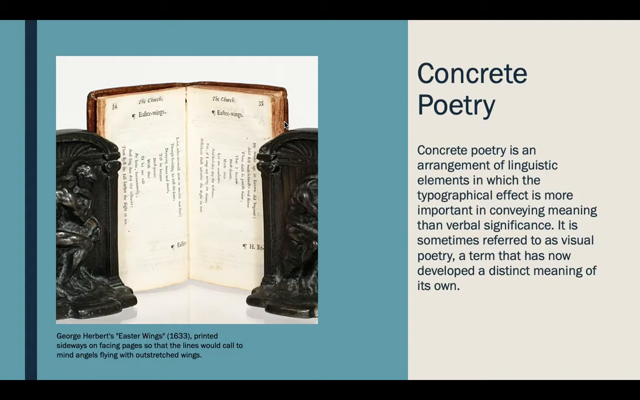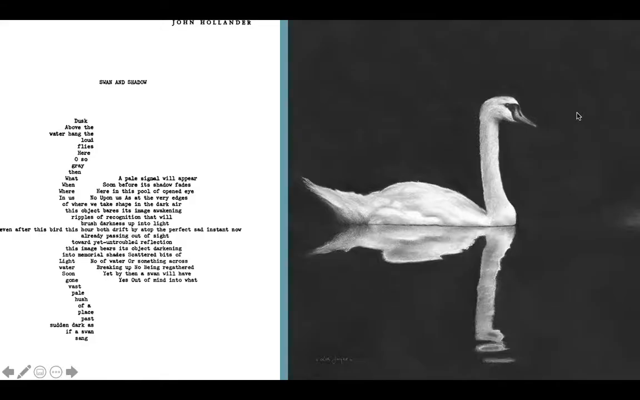And we're going to lastly look at concrete poetry. So concrete poetry is an arrangement of linguistic elements in which the typographical effect is more important in conveying meaning than the verbal significance. It is sometimes referred to as visual poetry. And so this is actually the oldest example of concrete poetry that we have. It's Easter Wings, right? And so the poem is written in a way that looks like wings, right? But we're going to look at Swan and Shadow by John Hollander.